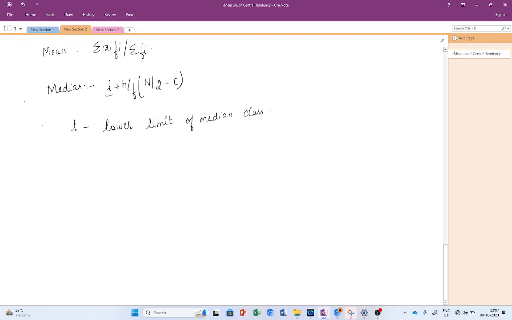Okay, your f will be the frequency. That is, in the frequency table of your median class you will check what your f is. h is nothing but the length. That is, suppose your range is from 10 to 20. The difference is 10, right? 20 minus 10, it is 10. So that is the length of the median class.